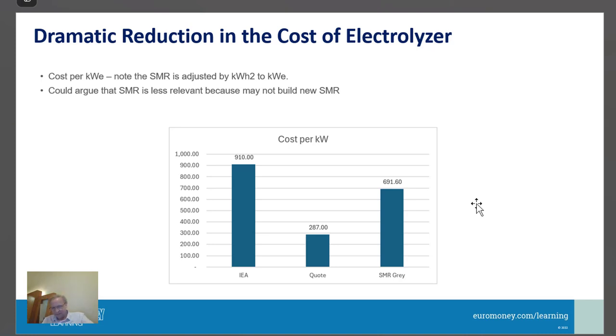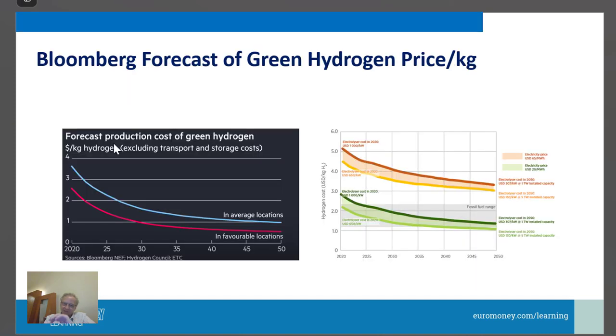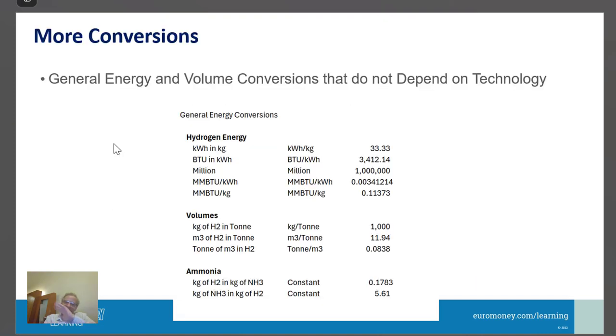Now, the second thing is the cost of the electrolyzer. I put 910 and I meant to put 900. We've got to understand how to interpret these costs a little bit. Here's a little bit of background for the analysis. When I started doing an analysis of hydrogen, I didn't know that 33 kilowatt hours is equal to 1 kilogram. I did not know that.